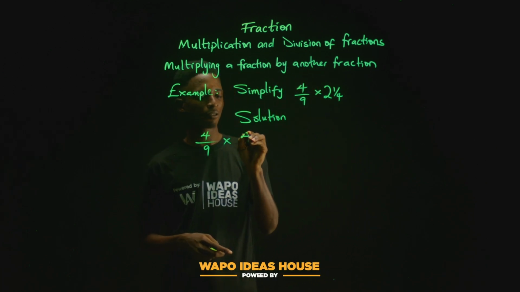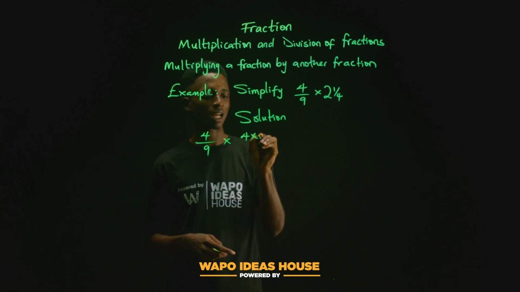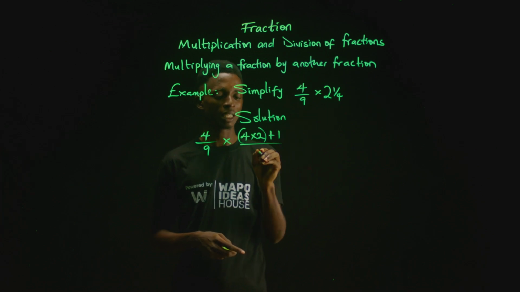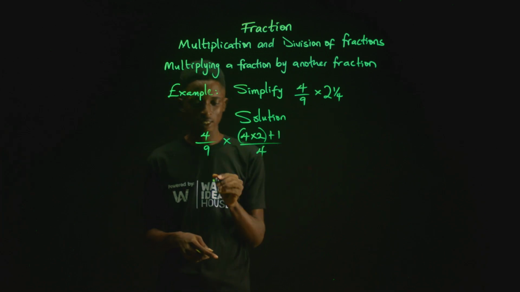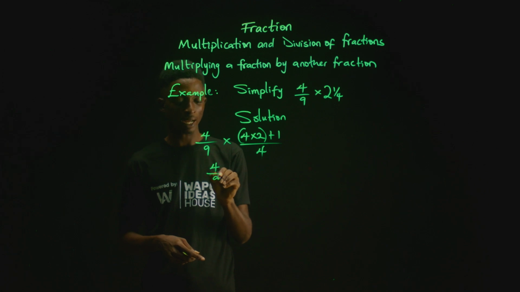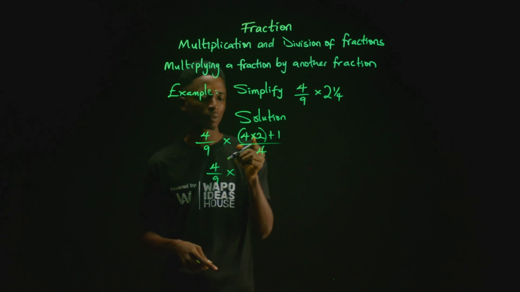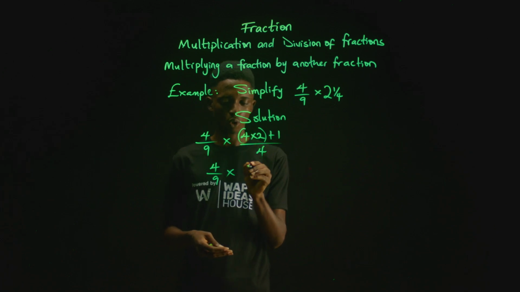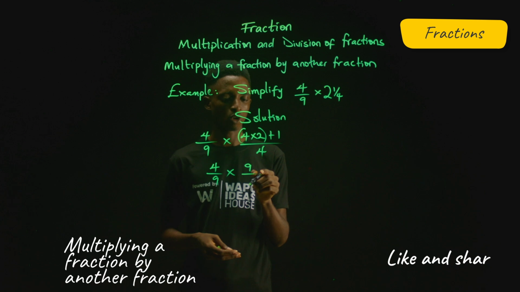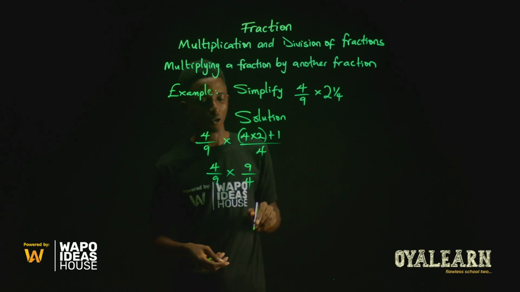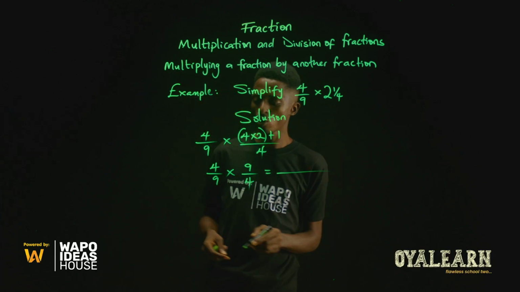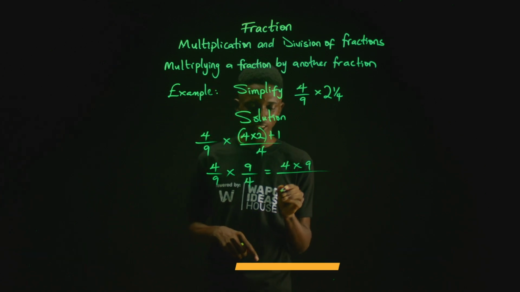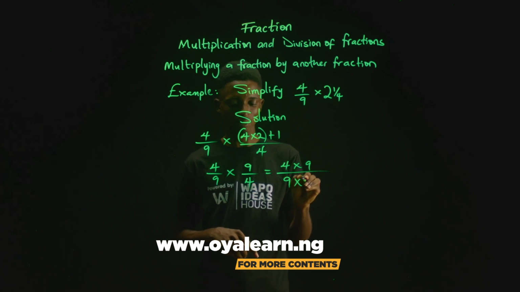And to do that, we have 4, which is the denominator, multiplied by the whole number 2, plus the numerator, which is 1, and then we keep the denominator. Let's simplify this. So we have 4/9 multiplied by, now 4 multiplied by 2 will give us 8, plus 1, and then we have 9/4. So when we multiply the numerators, we'll have 4 times 9, and for the denominators, we have 9 times 4.